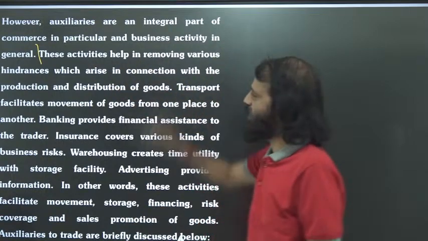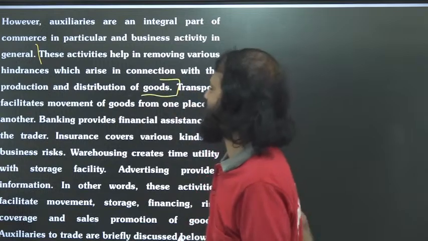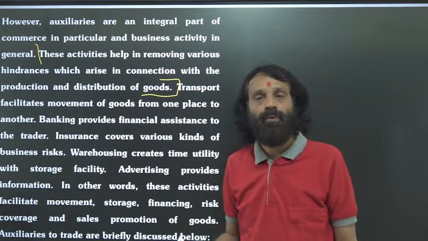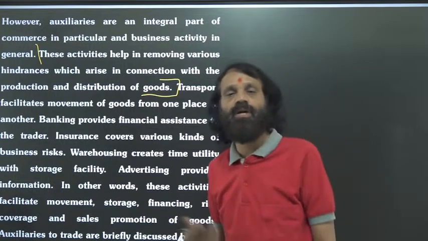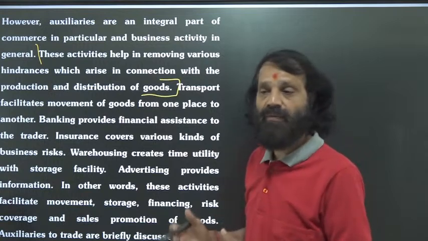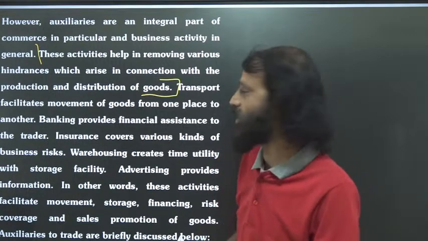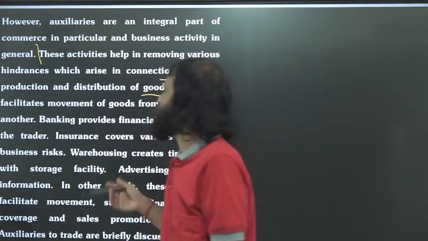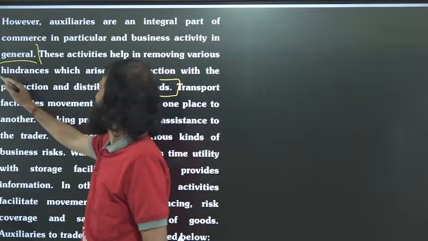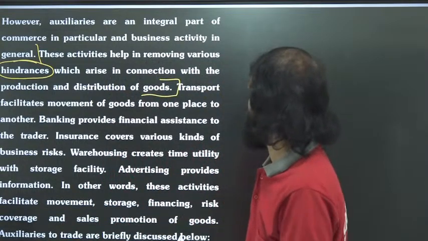These activities help in removing various hindrances which arise in connection with the production and distribution of goods. You see, we wanted to increase the productivity in our country. The production of goods and services must be enhanced or increased in our country, then only the GDP level will increase. We wanted to increase the export business within this country, and everything is possible only when people have other fundamental facilities like insurance service. Insurance must be there, banking service must be there, transportation must be there, and advertisement must be there. All these tertiary sectors, when increased or improved within this nation, then the hindrances in trade and commerce can be removed, so that more development will take place within this country.